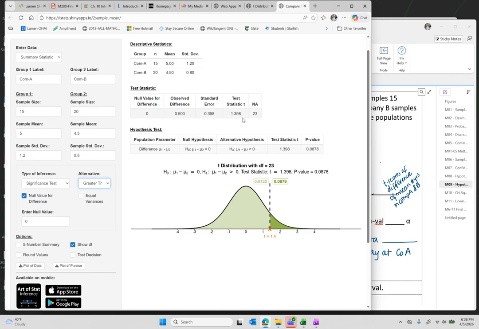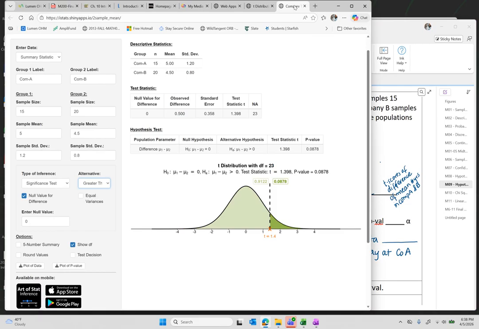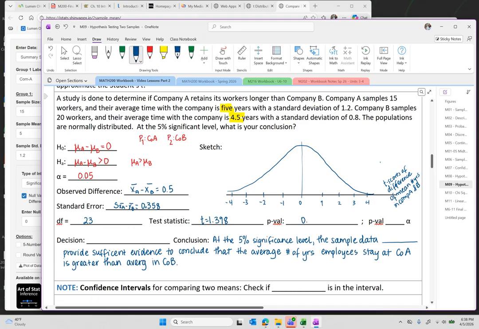The test statistic T is 1.398 and the degrees of freedom is 23, which happens to be a whole number, surprisingly. The p-value comes out to be 0.0878, which is greater than alpha, greater than the 5% significance level.